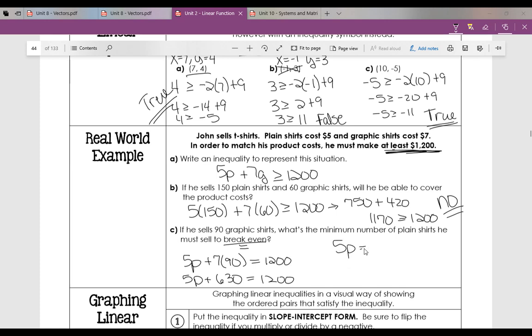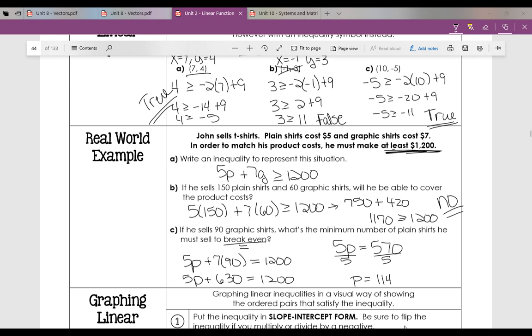Subtract your 630 and you get 570. Divide by 5. And we get a grand total of 114. So what that means is if he sells 90 graphics and 114 plain shirts, he will break even at $1,200. Not a penny more, not a penny less, exactly $1,200.